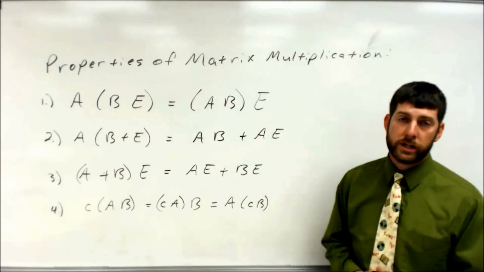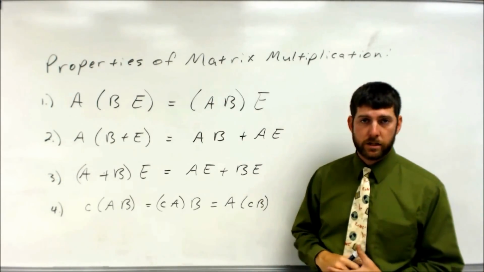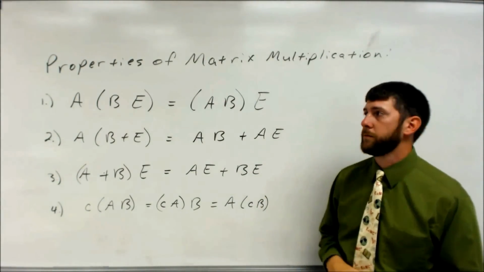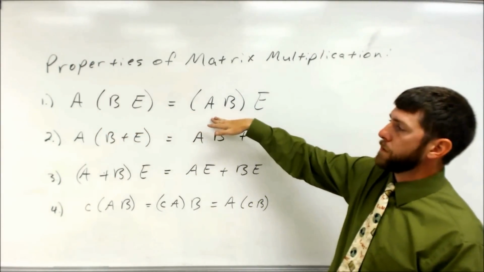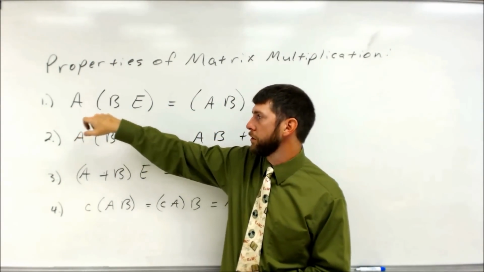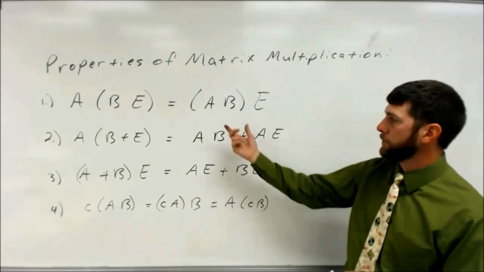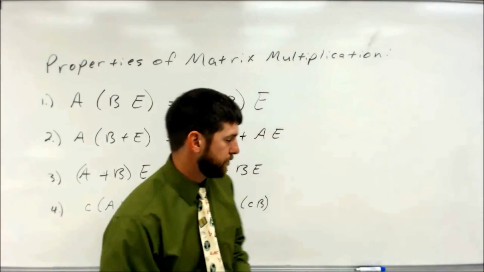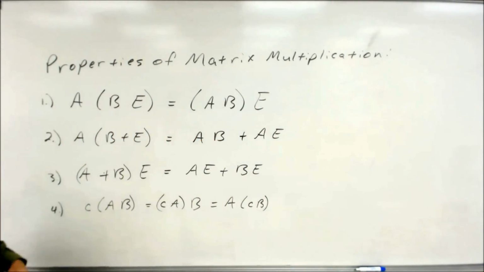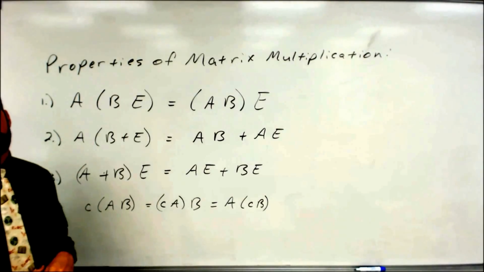As we just said, the order in which we multiply matrices is very important. It's not commutative, so we can't flip the order around, but it is associative. So the first property here says if I were to do B times E and then do A times that product, it's the same thing as if I did A times B multiplied by the final matrix, that third matrix. So associative, yes.